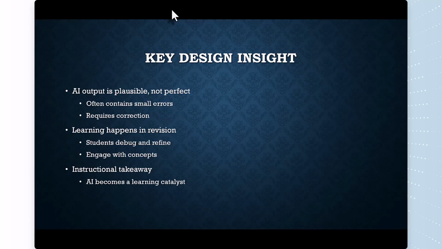As a key design insight, AI output is plausible, but it may not be perfect. It can often contain errors. They might be small, they might be glaring. It can and often does require correction, as anyone who's tried to use it to write code knows. It will give you some beautiful code, but it may not do what you wanted it to do. Learning happens in revision. Students debug and refine, and they engage with the concepts.